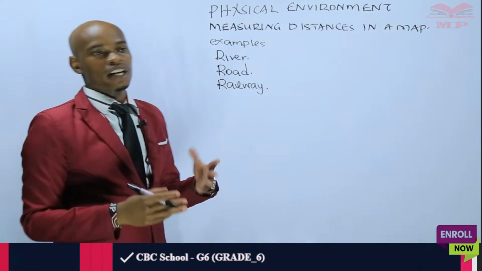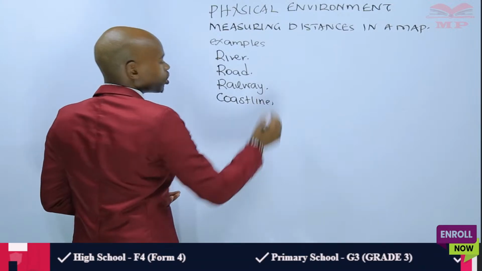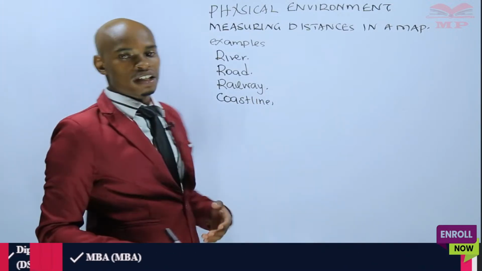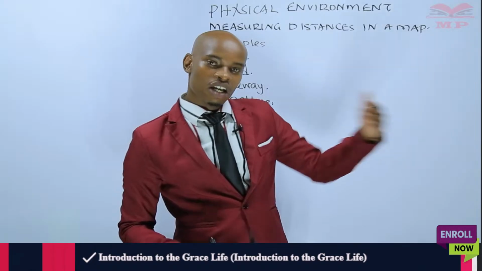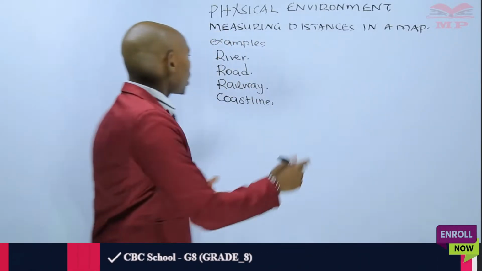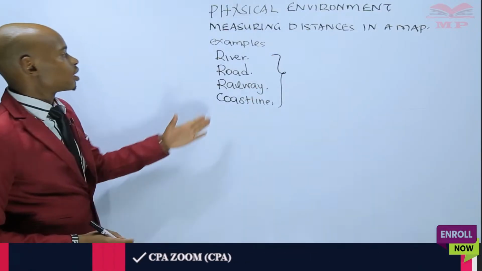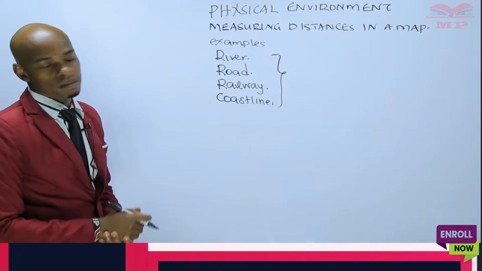It can be a coastline. Measure the distance between point A of a coastline to a point B of a coastline. These are mostly the distances that we measure in a map.